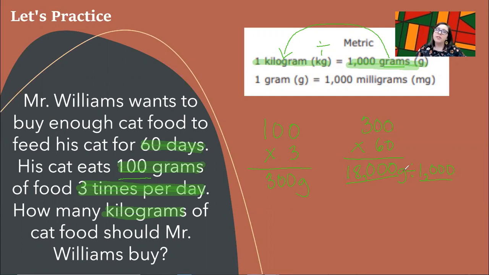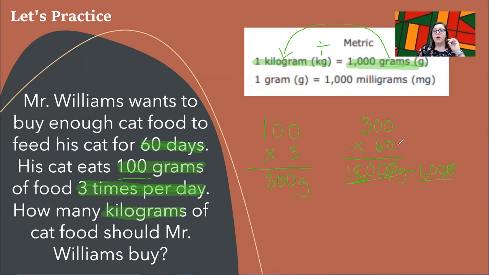Remember, it's a little bit different when we're dividing in the metric system. Instead of having to change our numbers here, remember they're just shifting along the place value chart. So if I'm dividing, it means that I'm getting smaller, and so therefore my numbers are shifting to the right. So if I shift 1 time, that means I now have a decimal here, so I can get rid of one of those zeros.